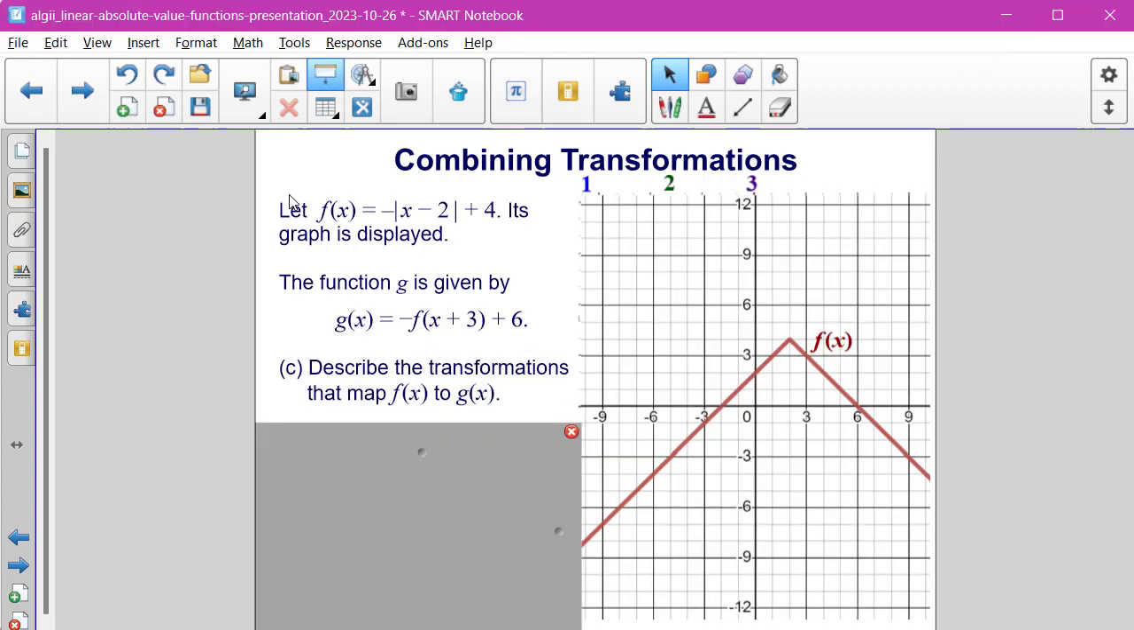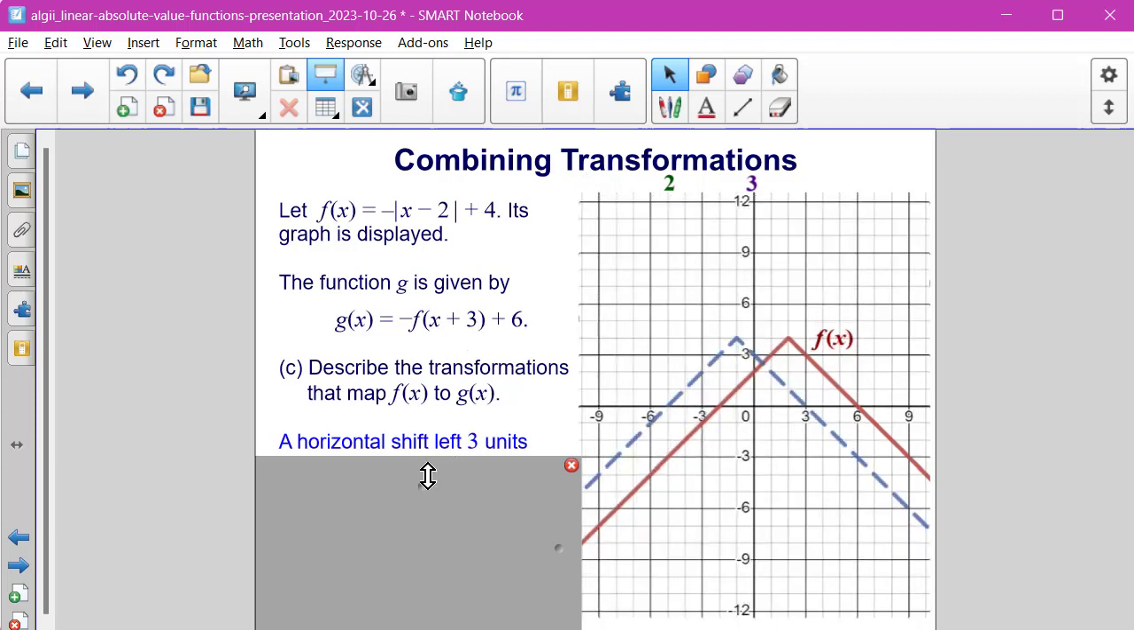Now we're at part C. Describe the transformations that map f of x to g of x. Well, the very first transformation that we need to do is the translation 3 units to the left. And that's because we have an x minus -3, or x plus 3.